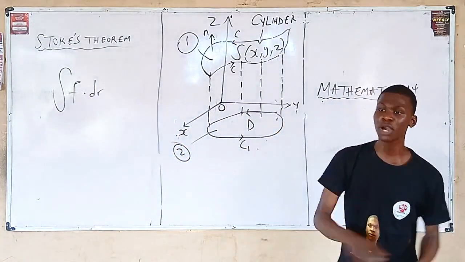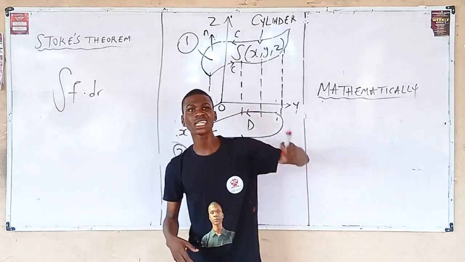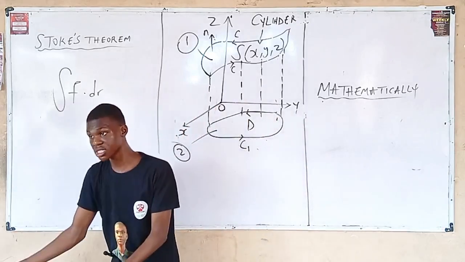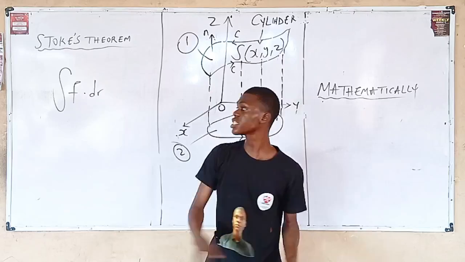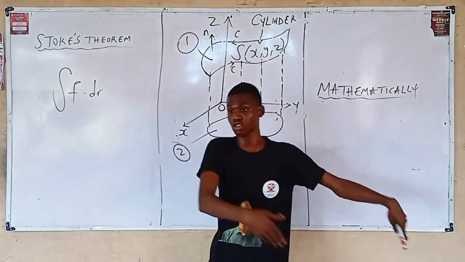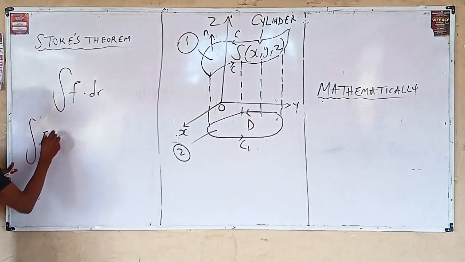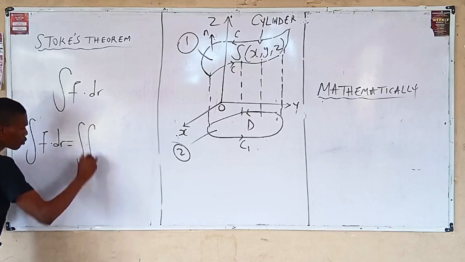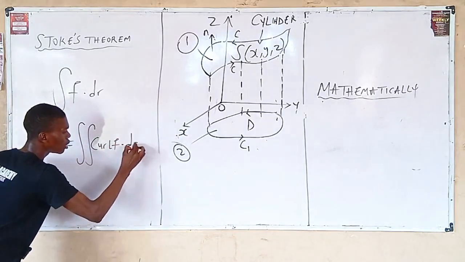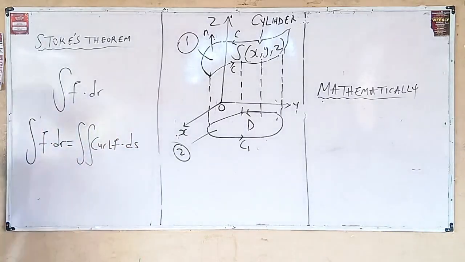Based on what we've done so far, when we did Green's theorem, between the line integral and the double integral, which one is easier? The double integral. Similarly with Stokes theorem, instead of using the line integral, I can make use of Stokes theorem, which is where curl is coming from. Now, by Stokes theorem, we have integral of F dot dr is equal to the double integral of curl of F dot dS.